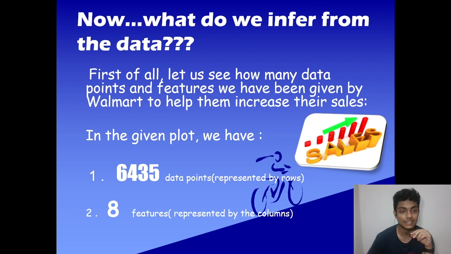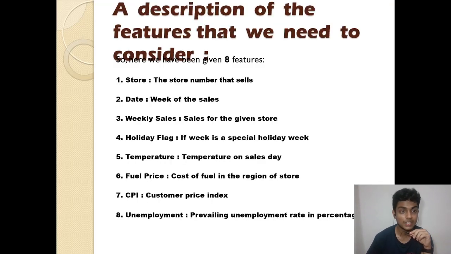Now, what do we infer from the data? First of all, we see that we have been given 6,435 data points, which is expressed in the form of rows, and 8 features, which are represented by the columns. So what are those features? Those features are store, date, weekly sales, holiday flag, temperature, fuel price, CPI, and unemployment. These are the features that were presented to us through the dataset.